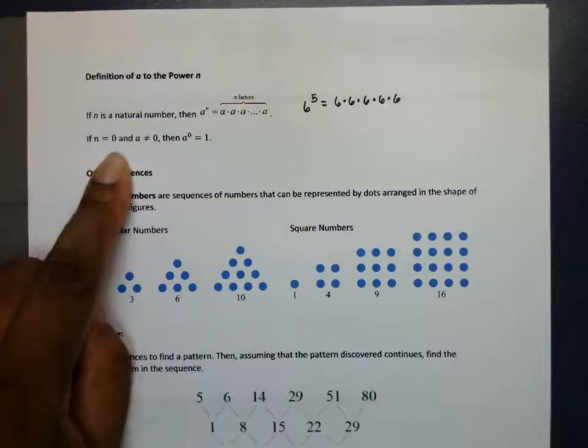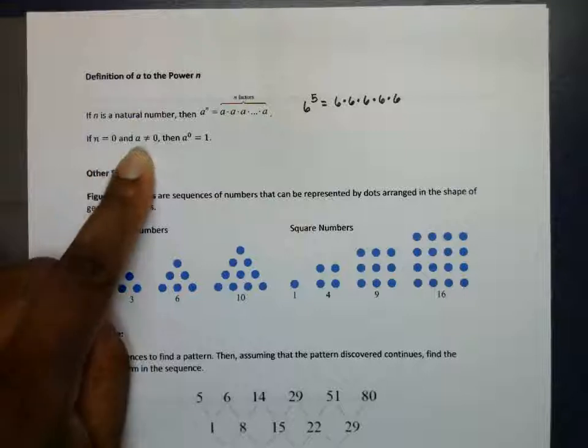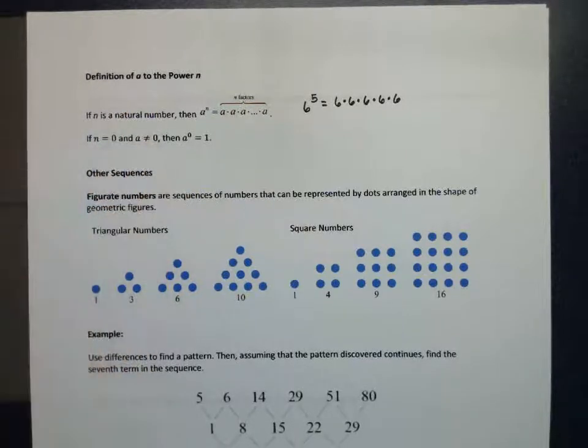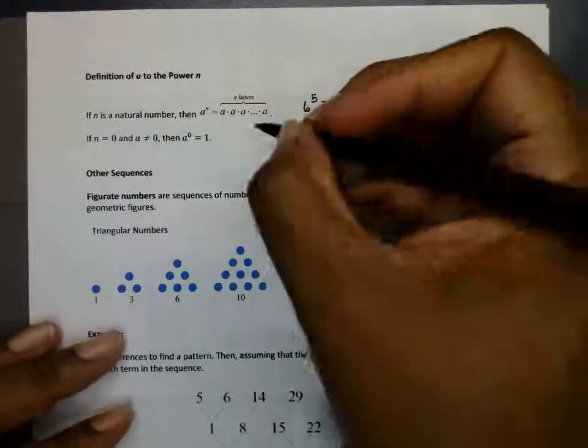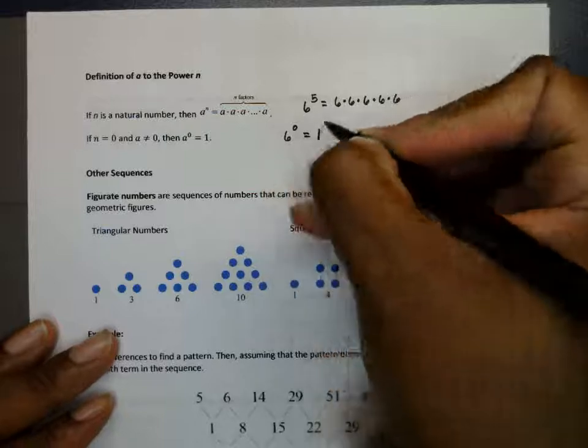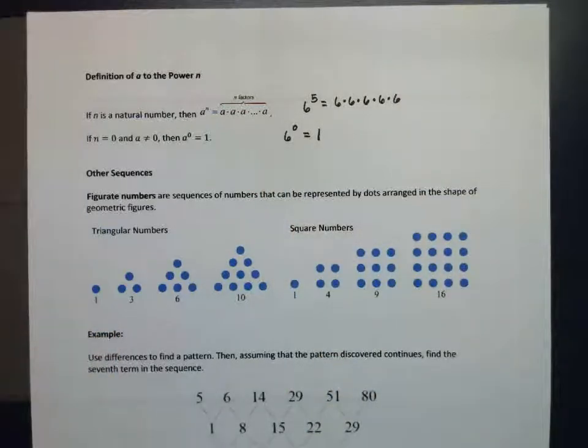Now, if n is equal to 0, and a, which is the base, not equal to 0, then a to the power of 0 is going to be 1. So for something like 6 to the 0 power, that's going to be 1. So in other words, any non-zero base raised to the 0 power will always be 1.